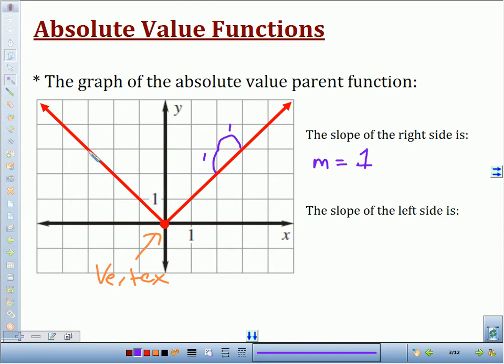On the other side, if we were to do the same test, we would see that the left side moves down 1 and over 1, meaning that the slope of the left side of the parent function is negative 1. And that's the way the absolute value functions are all going to look. We're going to have one slope that's positive and one slope that's negative.